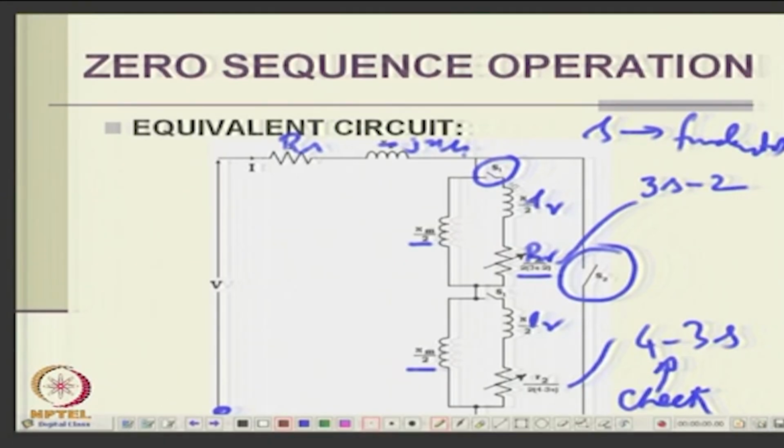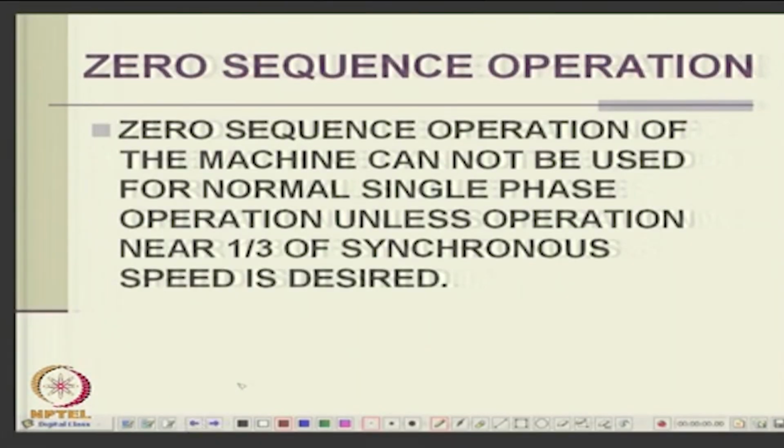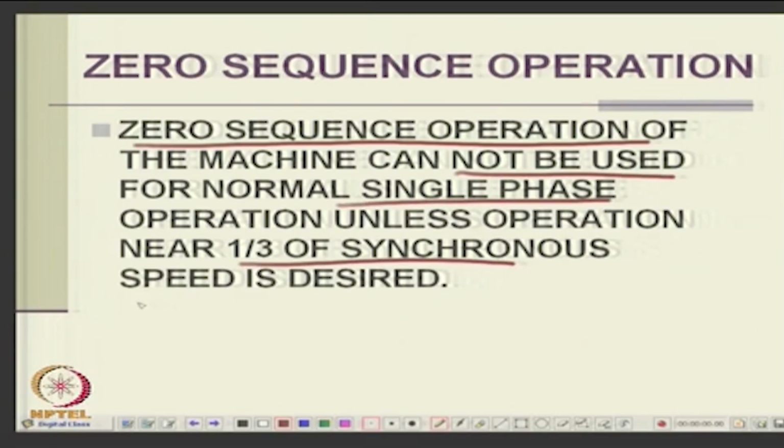This is for a slip ring machine, the rotor is open, and for a squirrel cage machine you close the switch if the third harmonic is not there and open the switch if the third harmonic is there. Okay. So, these are the broad points. Zero sequence operation of a machine cannot be used for normal single phase operation unless operation is at 1/3 the synchronous speed, right.